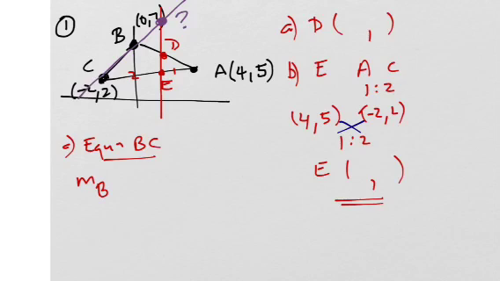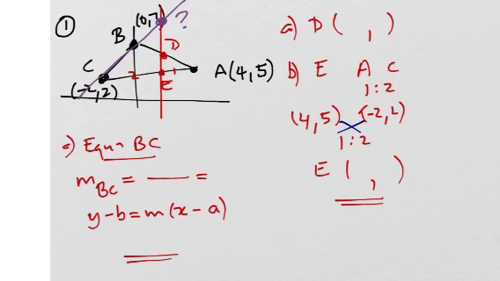So how do we do that? We get the gradient of BC. You know what B and C are, so that's easy to find. You know it passes through point B or C. You can pick whichever one you want. And then if we use y minus b equals m times x minus a, that's going to give you the equation of BC.